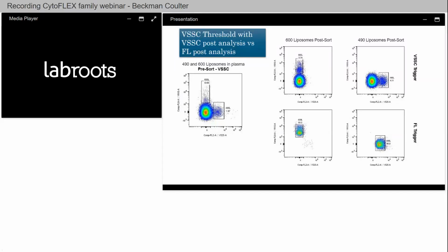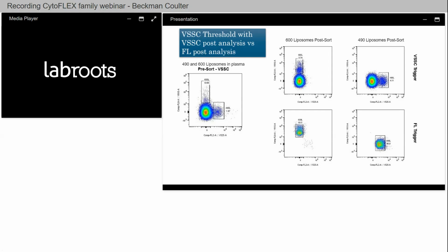So you can see here what we decided to do next is take our violet side scatter threshold and look at the post-analysis, whether it be on the violet side scatter trigger or the fluorescence trigger. So we sorted on scattering and we looked at it pre-sort one way, post-sort both ways. So here you can see violet side scatter triggering, still same low numbers, but we were able to isolate and enhance. And then you get the same details if you just go to fluorescence triggering, which shows these high percentages.